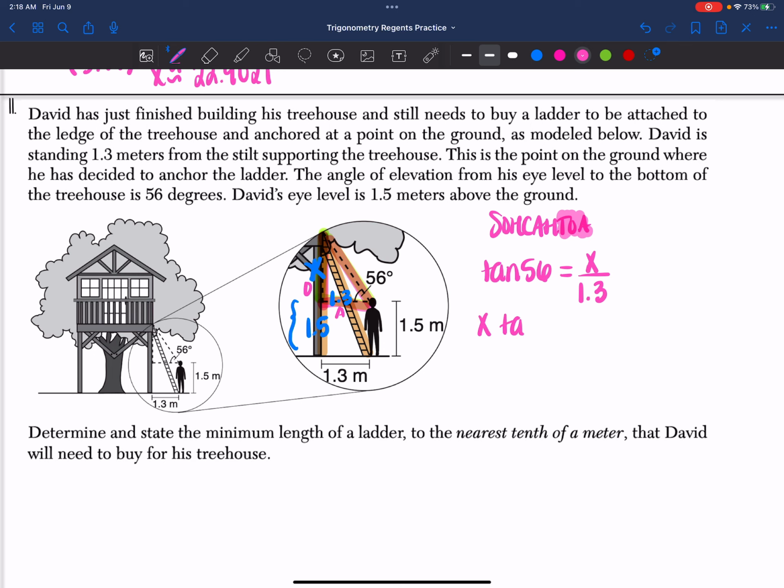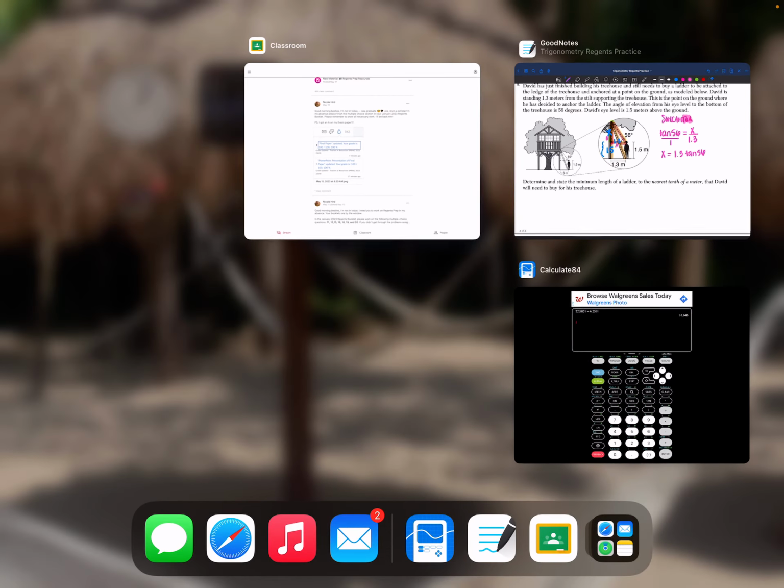So x tan of 56 is equal to, no, sorry guys, I'm delirious. X is equal to 1.3 tan of 56. And I'm going to put this in my calculator because I don't know what this is.